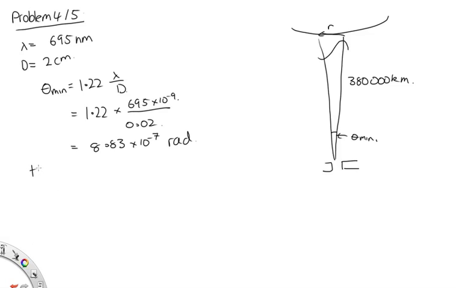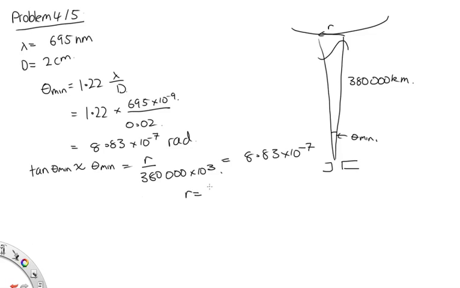So now we can use tan theta min is approximately theta min. Using the geometry here, that is equal to the radius of the beam over 380,000 times 10 to the 3. Substituting in and solving this for the radius, we get that the radius is equal to 16 kilometers, but we've been asked to find the diameter, so the diameter is double that, it is equal to 32 kilometers.